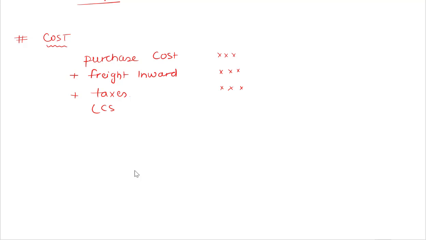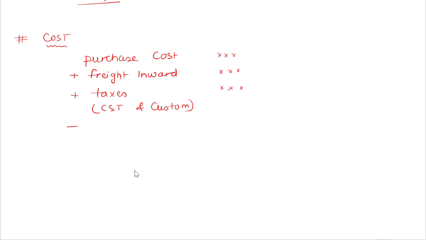Let us see how cost can be calculated. First of all, we have purchase cost. Then freight inward to be added over here. Taxes to be added over here. Which kind of taxes? CST and customs.